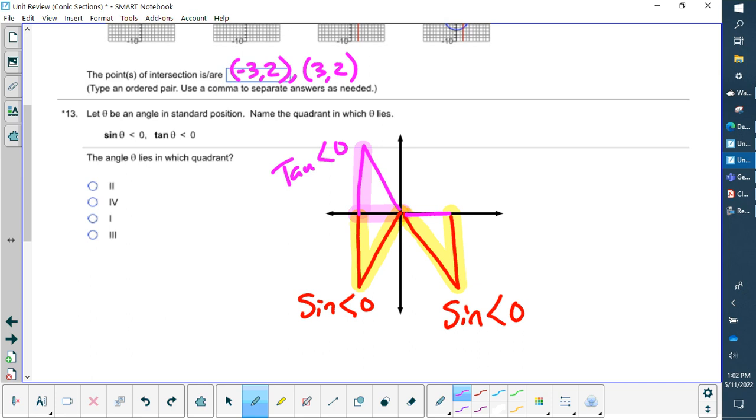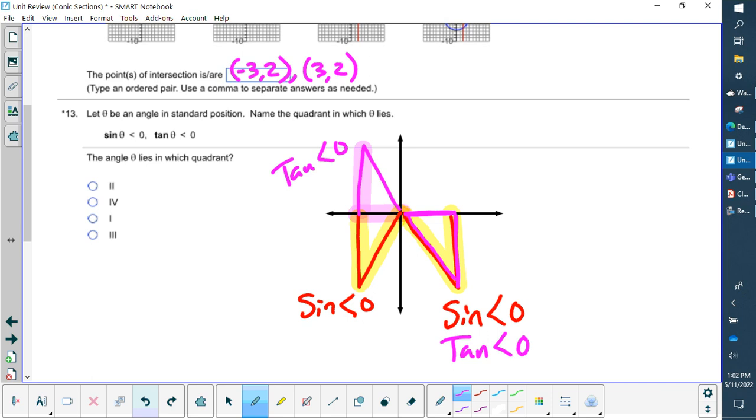This is a positive number for my adjacent. This is a negative number. So think about it. If I plugged in like a 3 here and a negative 4 here, that would make a negative fraction. So this would also be tangent is less than 0.